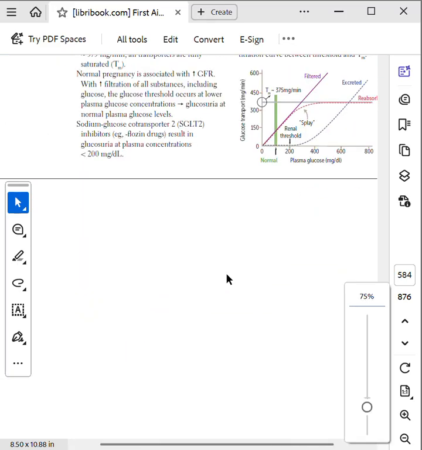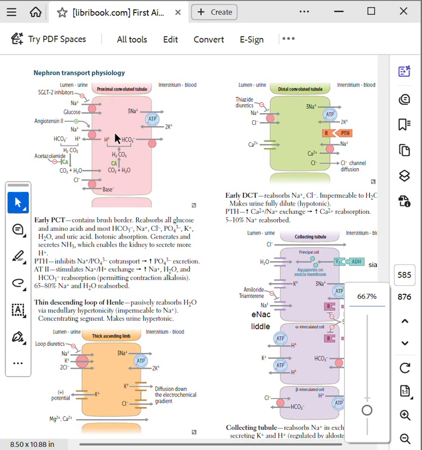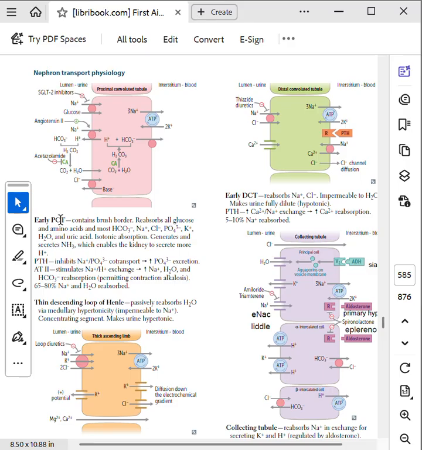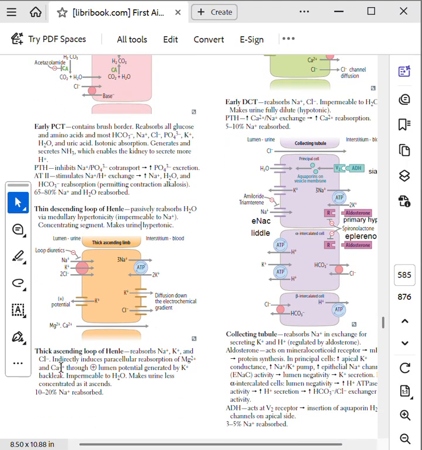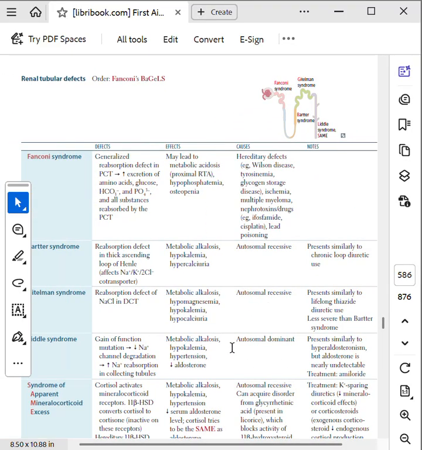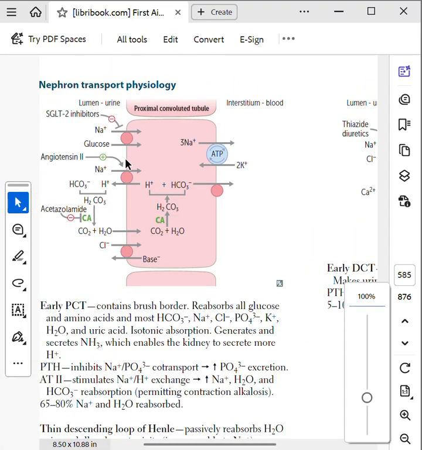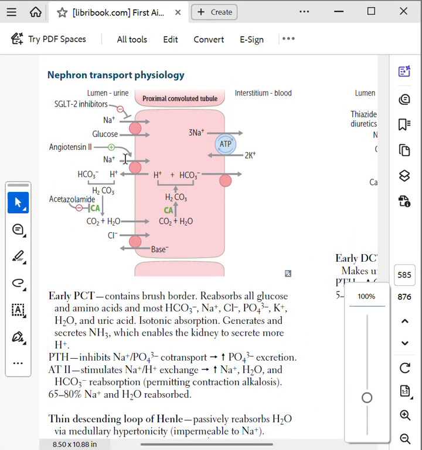Okay, now moving on, this is a very important high yield physiology, nephron transport physiology. We are going to talk about the early proximal convoluted tubule, everything that happens there. Then we have the thin descending loop of Henle, then the thick ascending loop of Henle, the early distal convoluted tubule, and the collecting tubule. One thing, I'm going to explain all of this in a way that I try to put all of the things together. So whatever medicine comes in, whatever disease comes in, I'm going to talk about it while we are explaining all of this.